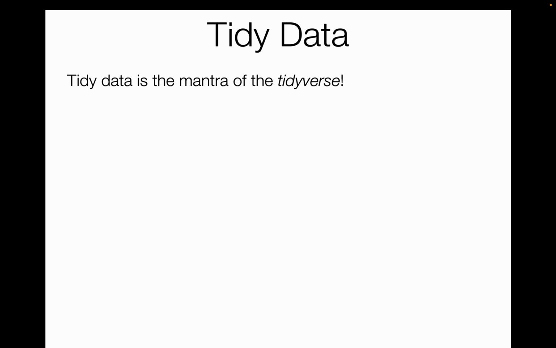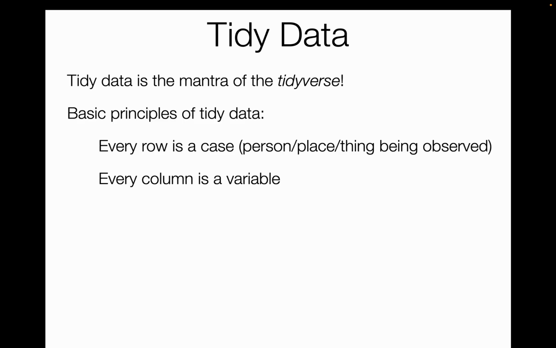Okay, so first, what's tidy data? Tidy data is the mantra of the tidyverse. It is a paper written by Hadley Wickham. Again, that name comes up often in any sort of data science class that uses R. The basic principle of tidy data is that every row is a case, every column is a variable. Okay. So every row is a case, every column is a variable.